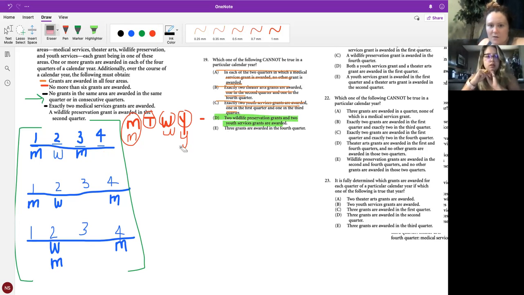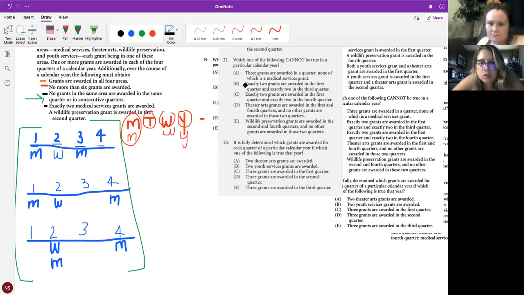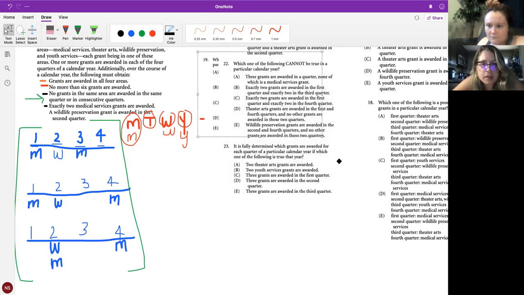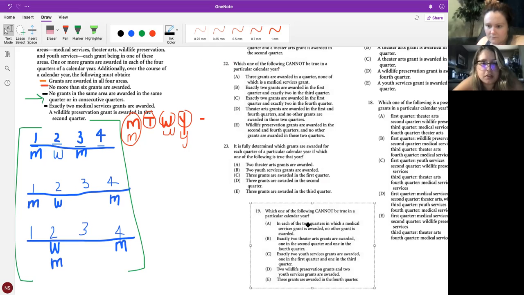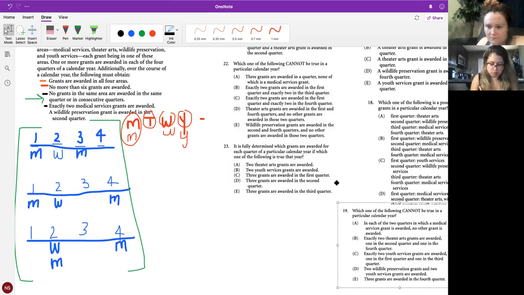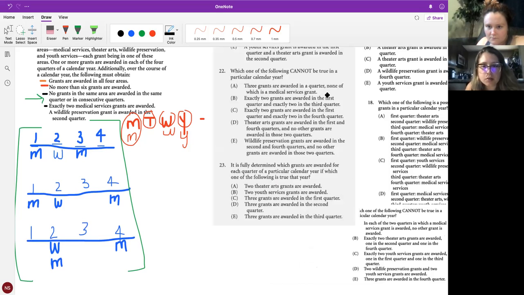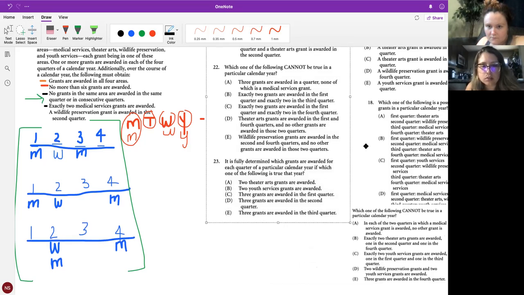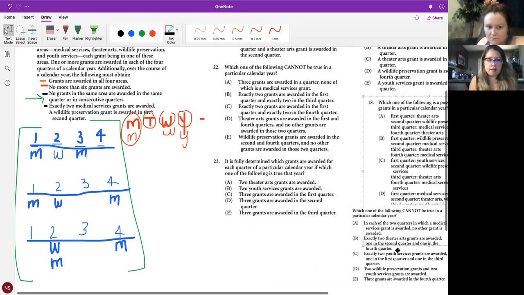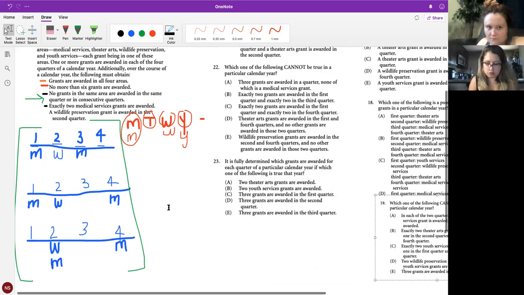Awesome. All right. Now what about 22? Which of the following cannot be true in a particular calendar? Okay, so another cannot be true. 3 grants are awarded in a quarter, none of which is a medical services grant. Okay, so what they're saying is that if we had 2 and no, I think you need to have M in one of them.